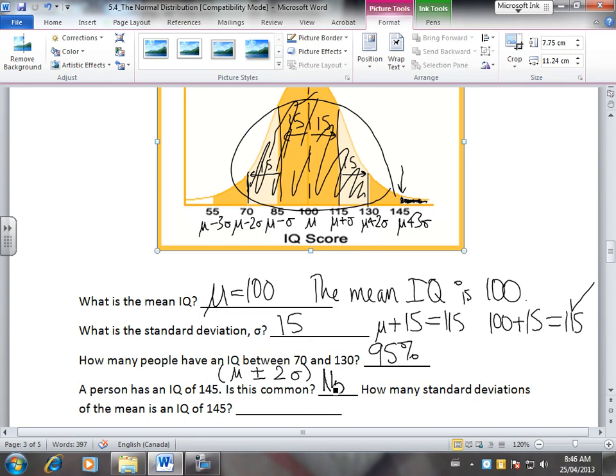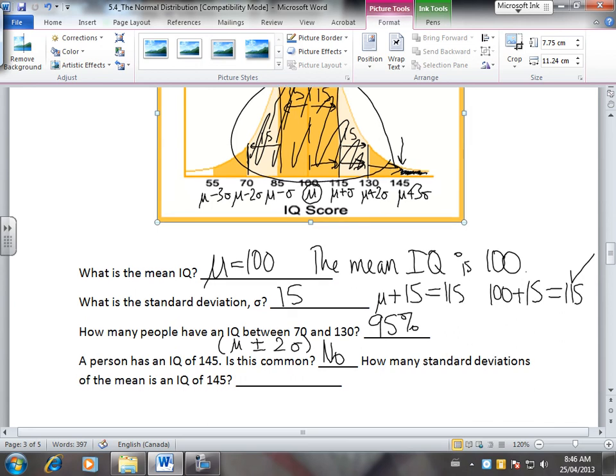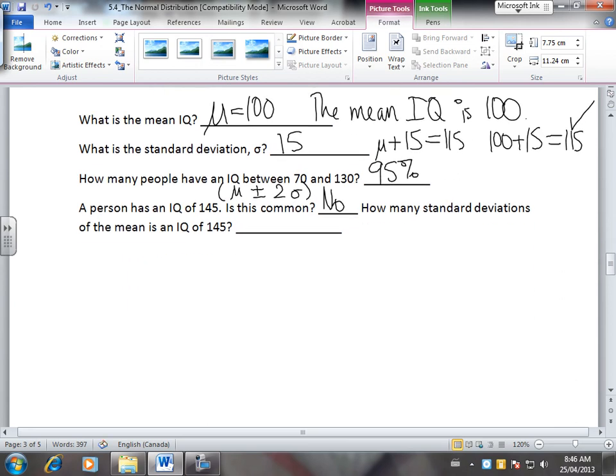How many standard deviations from the mean is an IQ of 145? We have to look at our mean, here's our mean as mu. How many standard deviations over do we have to go? We went 1, 2, 3. So this is 3 standard deviations.